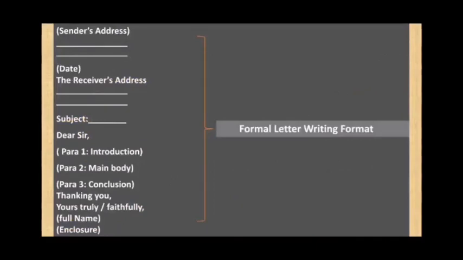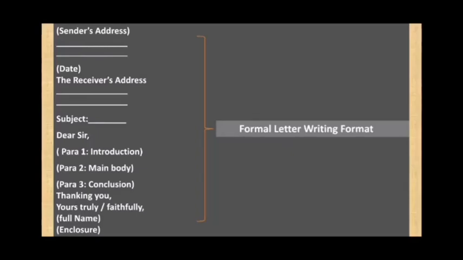So this is the formal letter writing format. First is the sender's address. You need to put proper punctuation like commas, full stops, and wherever necessary the capitalization. Next is the date. Then we have the receiver's address. Next is the subject. Then we have the salutation, that is, Dear Sir, Respected Sir or Madam. And after that, you need to put a comma. And then we have the 3 paragraphs.